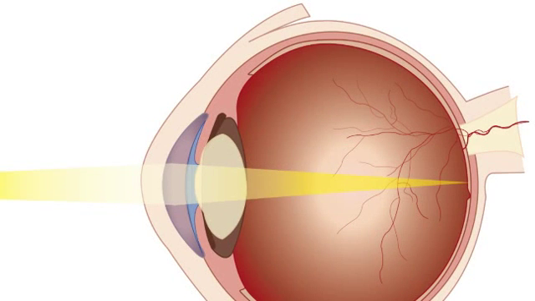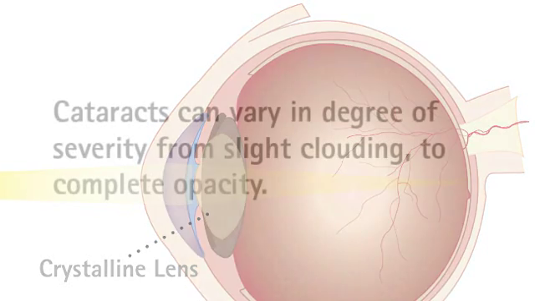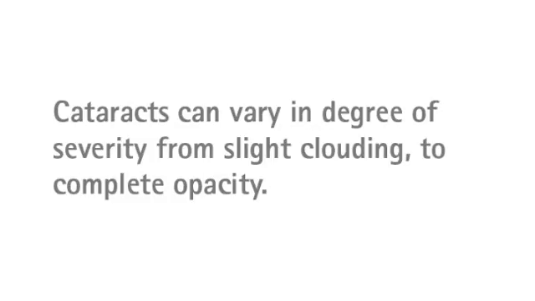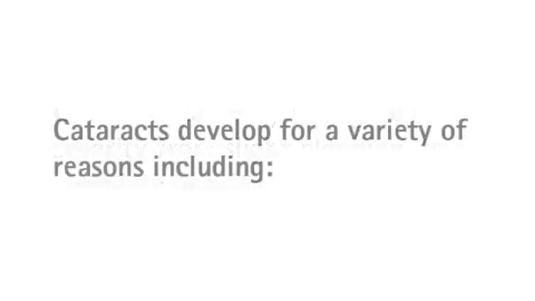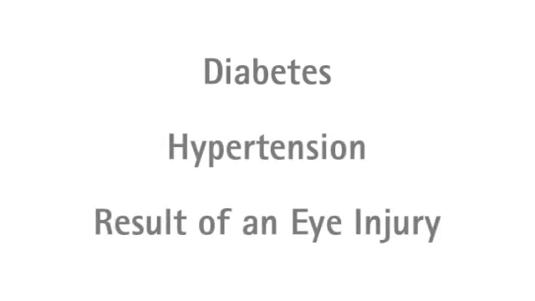Cataract. A cataract is a clouding that develops in the crystalline lens of the eye and obstructs the passage of light. Cataracts can vary in degree of severity from slight clouding to complete opacity. Cataracts develop for a variety of reasons, including long-term ultraviolet exposure, exposure to radiation, and as secondary effects of diseases such as diabetes, hypertension, and others. They can also be the result of an eye injury or trauma.